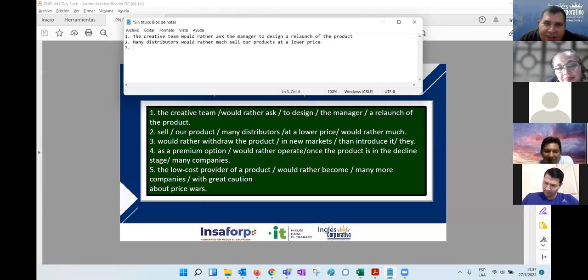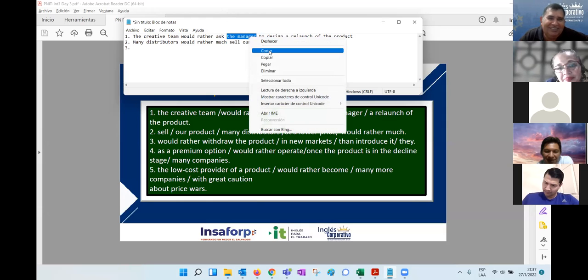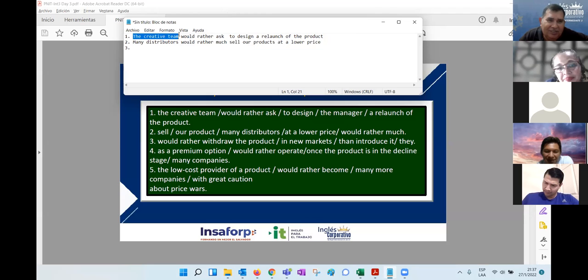In the first one, I think we made a little mistake in the participants of the sentence. The manager is the subject, the creative team is the one that will decide. The manager would rather ask the creative team to design a relaunch of the product. It makes more sense. Okay. Excellent. Yes. Thank you. Yes, you're welcome. Would rather. Okay.